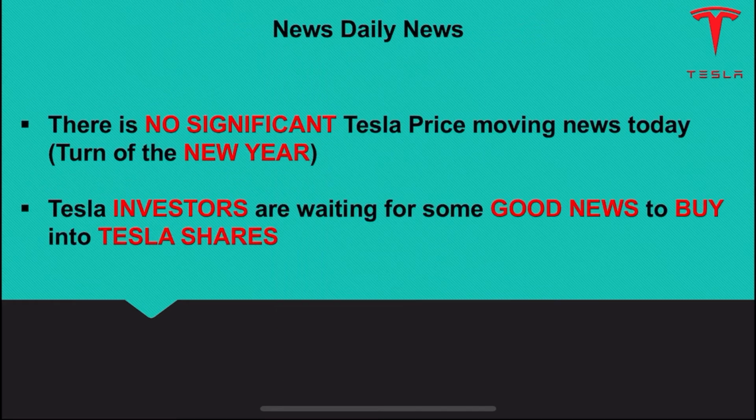So I did a scan of the news. There's no significant news for the Tesla price to move today. It's the new year. People are celebrating, so there's not a lot of activity there at the moment. I think Tesla investors are waiting for some good news to buy into Tesla stock. As soon as there's some good news or anticipation of some good news, price should shoot up.